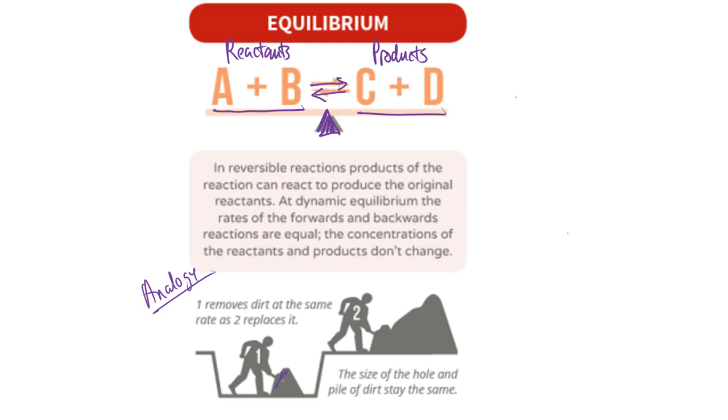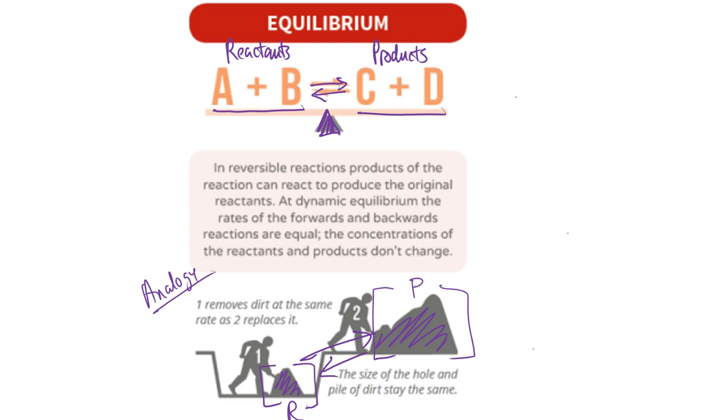We've got 2 piles, pile in the hole, pile outside the hole. Notice the sizes are completely different, and that would be analogous to our concentrations. I'll use square brackets here. The concentration of my reactants and products does not have to be the same. But what's happening if person number 1 is shoveling out dirt and person number 2 is shoveling in dirt at the exact same time? So a scoopful of dirt goes out, a scoopful of dirt goes in at the exact same time.